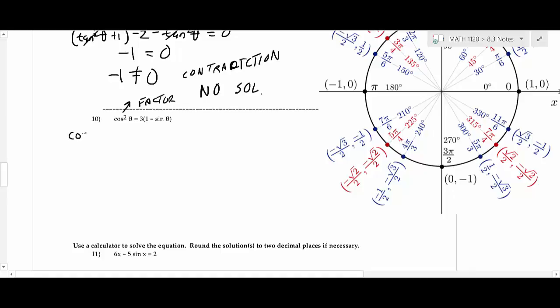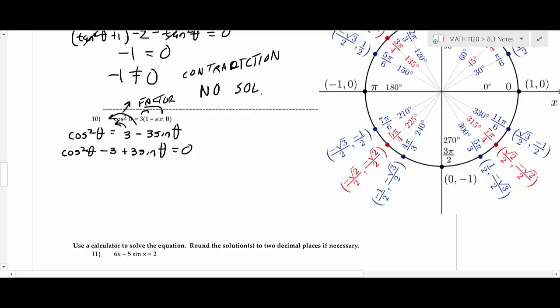So we're going to have cosine squared theta. We're going to multiply this out on the right side, so we'll have 3 minus 3 sine theta like that. Now, next thing you've got to do is get everything on one side set equal to 0. Start the problem off that way. You have to. So I'm just going to move everything to the left side. So that's minus 3, and then plus 3 sine theta equals 0, like that.